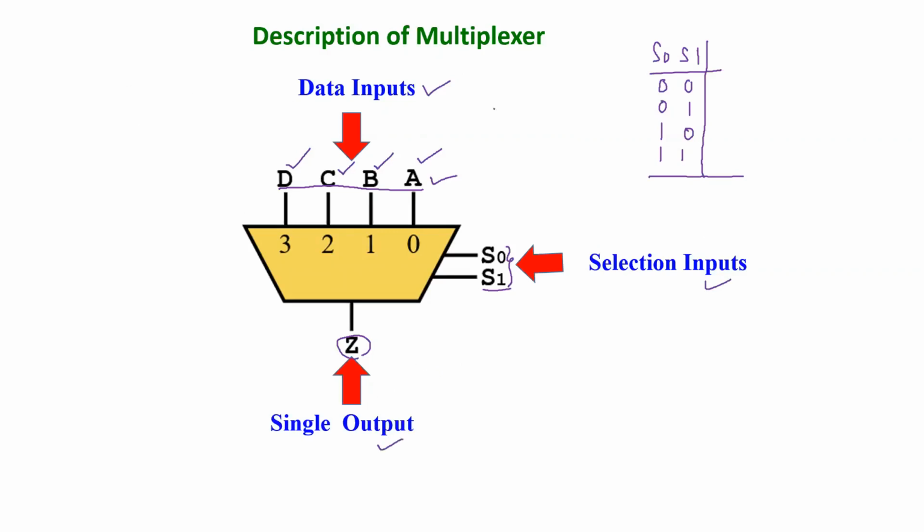Suppose you have 8 data lines, then how many selection lines will there be? 2 raised to the power m is equal to 8, so m is equal to 3. So you have 3 selection lines. The selection lines are related to the number of data inputs. Suppose you have 4 selection lines, how many data inputs can there be? 16 input lines.